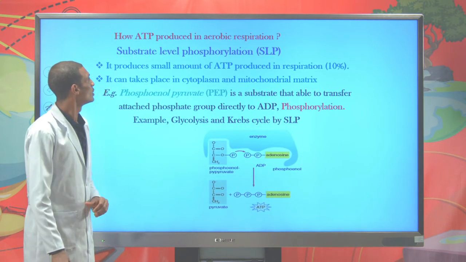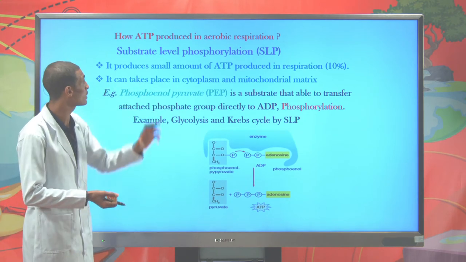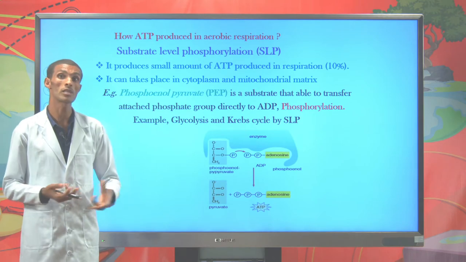Student, how can ATP be produced in the aerobic pathway? Do you know the difference between substrate level phosphorylation and oxidative phosphorylation?